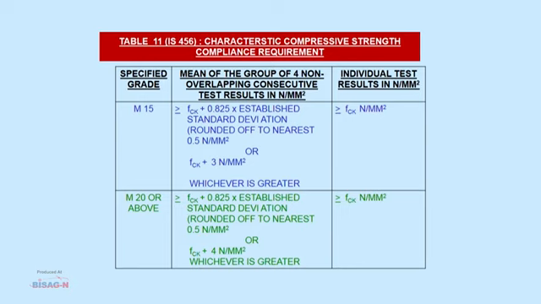If initially the standard deviation is not established, then the standard deviation can be taken as 4 Newton per mm square. In the field, the cubes are to be cast and checked, so that the strength of 4 non-overlapping consecutive samples should be more than 40 plus 4 equal to 44 Newton per mm square initially, and for an individual sample it should be more than 40 Newton per mm square.